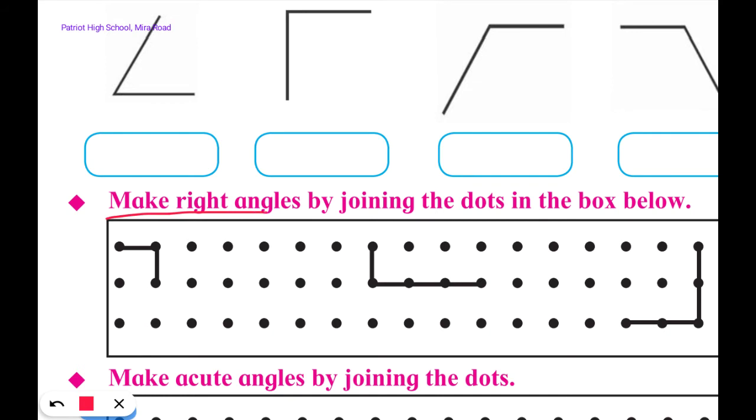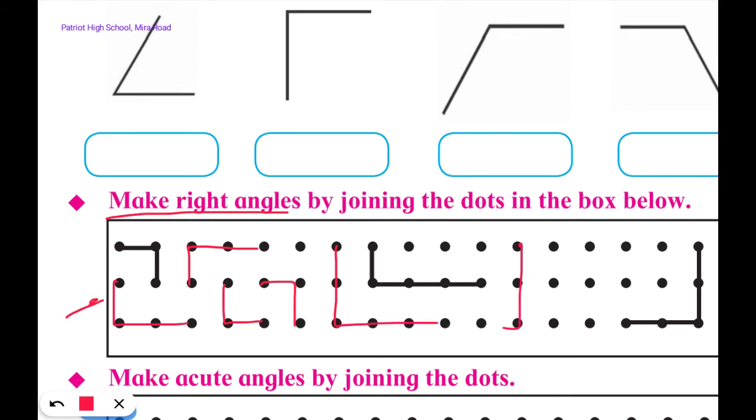Make right angles by joining the dots in the box below. This is the box and these are the dots. So we make a right angle by joining the dots. So this is a right angle. This can be another right angle. This can be a right angle. This is a right angle.